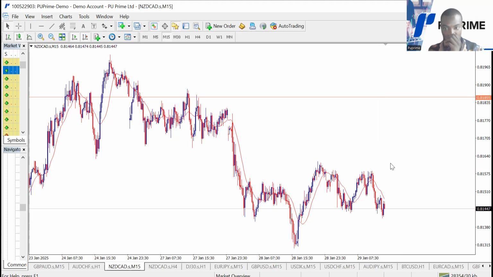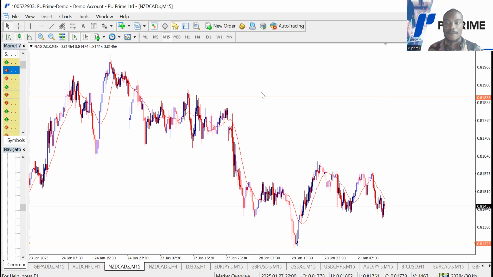So if you are trading NZD CAD, just look towards selling. At least a sell down to 0.81315. Sell down to this level. 0.81315. Okay, that's that for today's analysis.